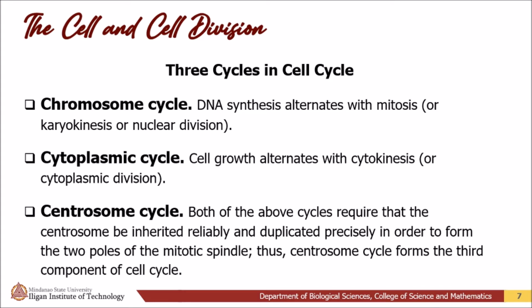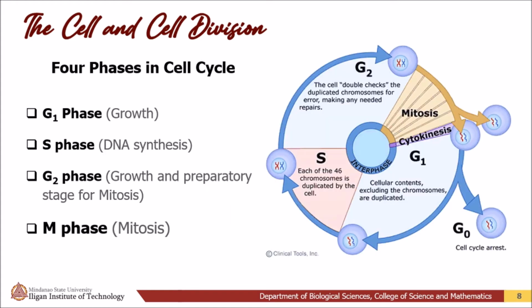So cytoplasmic cycle, cyto as in cell. So cell growth alternates with cytokinesis or cytoplasmic division. During the cell growth, its components also become double in quantity, and during cytokinesis, the cell divides into two. Lastly, centrosome cycle. So this is actually a requirement of the aforementioned cycles for the formation of the two poles of the mitotic spindle. That's why this cycle is very important and is considered the third cycle in the cell cycle.